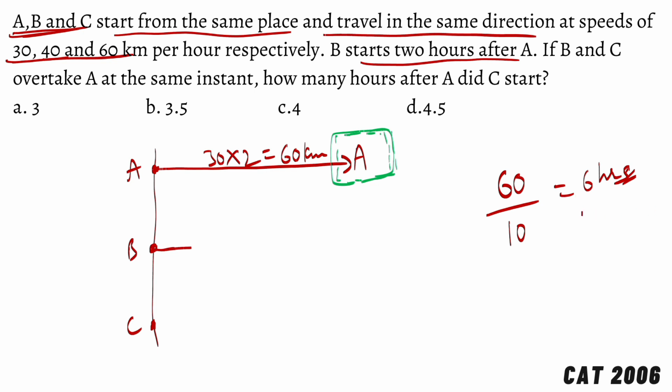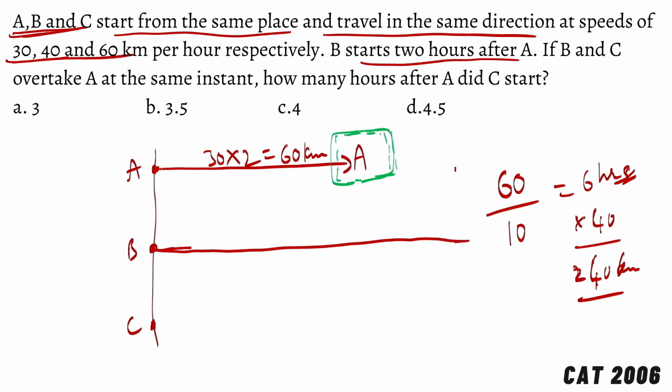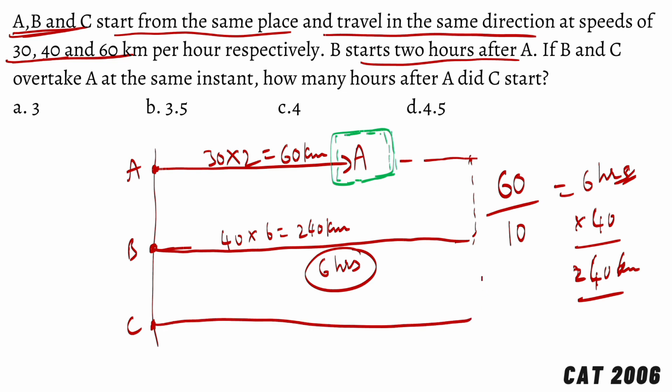But in 6 hours, how much does B travel? In 1 hour it travels 40 kilometers, so in 6 hours it is 240 kilometers. So B should have traveled 240 kilometers in 6 hours. B meets A at this point. Then what about C? In the question it's given that B and C overtake A at the same instant, at the same time. So C must also definitely meet A at this point.